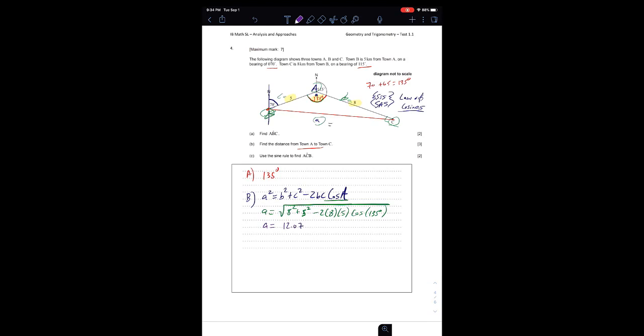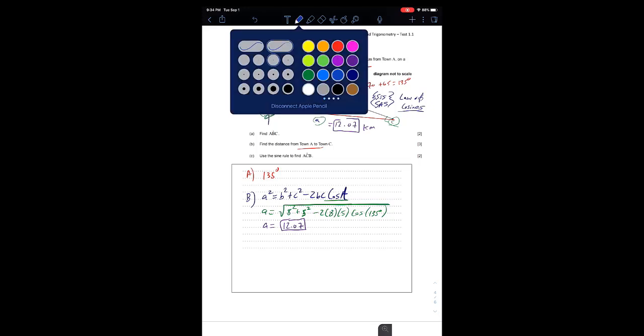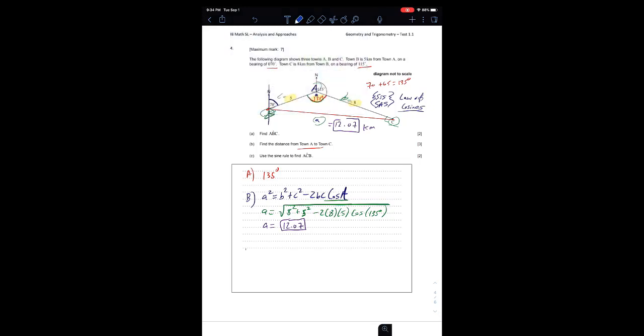So many different decimal answers I've gotten for this so far today, but that's the one I'm going to go with right now. They're all 12 point something, but if you round or not, depending on the calculator device you use, that's ballpark about what it should be. And we're going to say use the sine rule to find the angle ACB. This is the last part of this question.